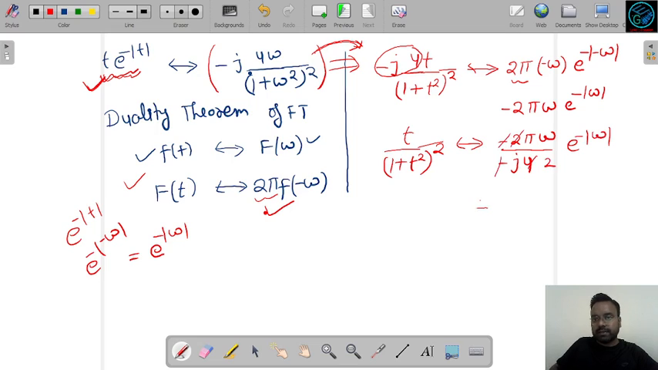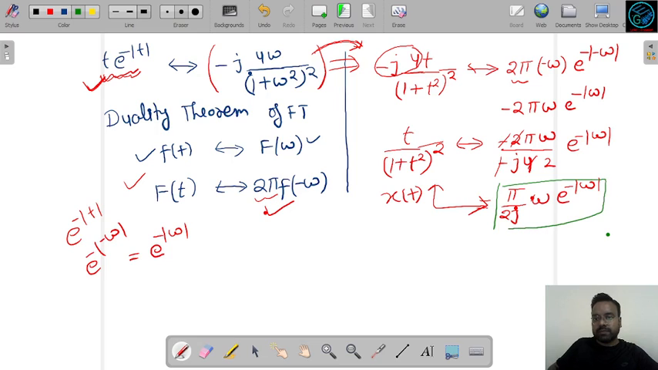So we will get pi upon 2j, omega into e to the power minus mod of omega. So this is the Fourier transform of this signal x(t). This is our answer. This is the Fourier transform of the given signal x(t).